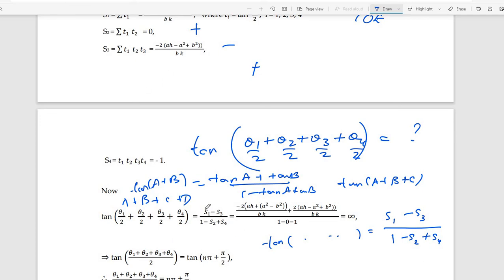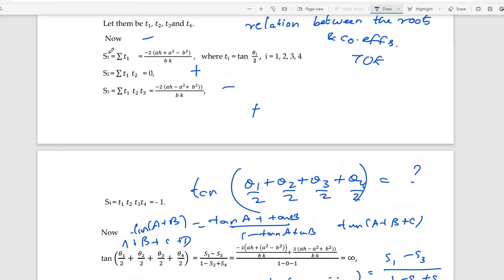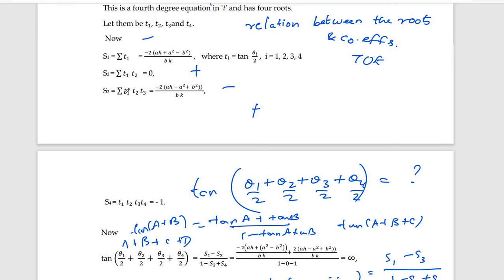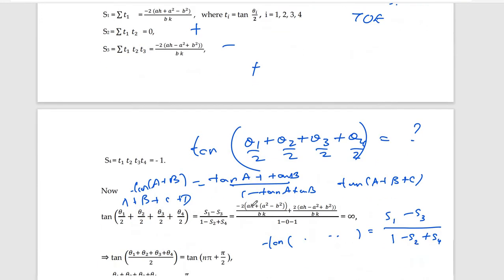We just substitute the values. This s1 is the sum of the roots, this is the sum of the product of the roots taken 2 at a time, taken 3 at a time, and the product. So when we see the denominator, we have s2 to be 0 and this one to be minus 1. So the denominator vanishes. But we have to ensure that the numerator is non-zero. When you consider s1 minus s3, you can compute and actually it is non-zero.